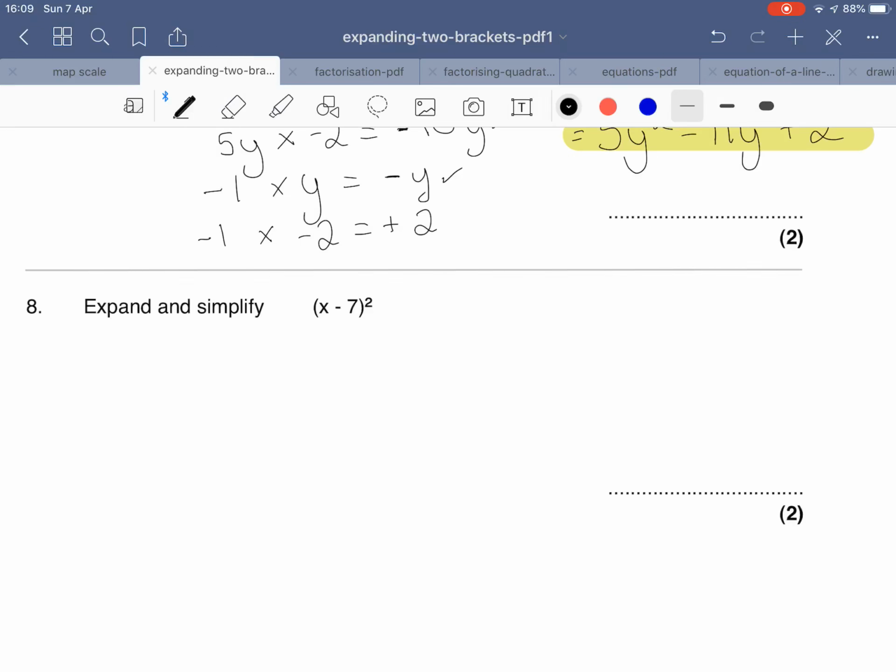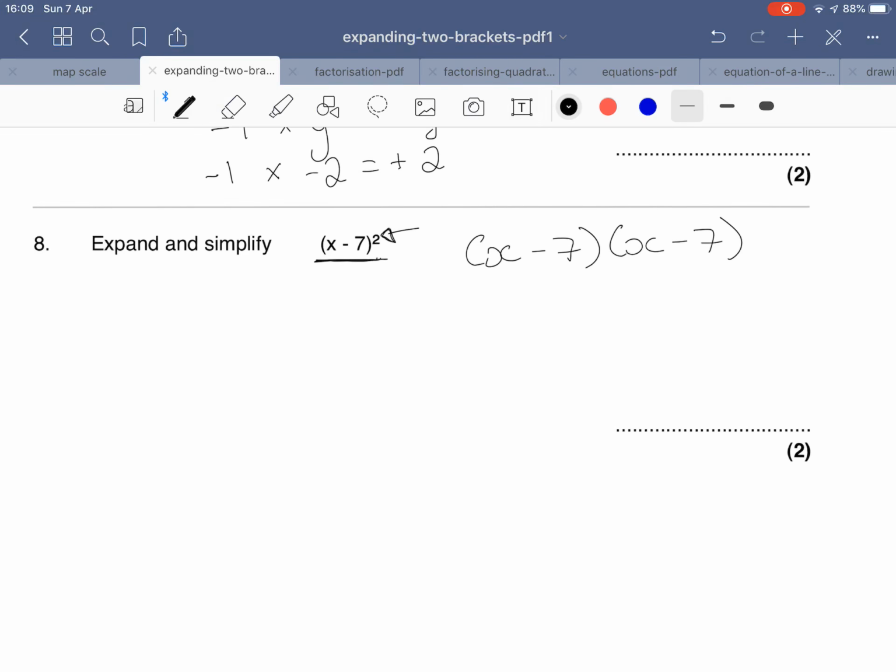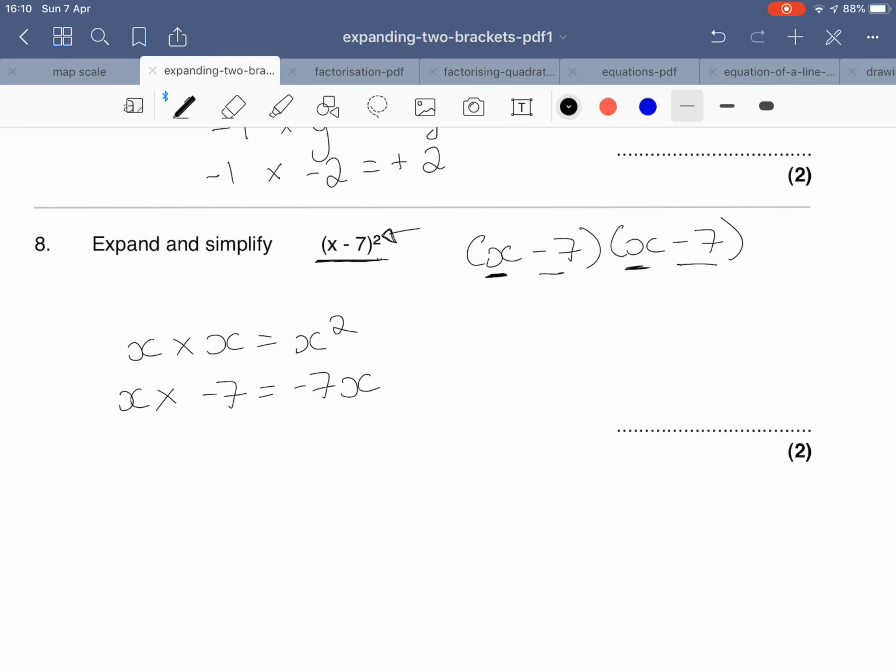Right, so this here, that square, means that I've got to do x minus 7 times x minus 7. So that just means times it by itself. Okay? So I've got to do FOIL again, so I've got to do x times x, my first ones, which is x squared. Outside, x times minus 7, which is just minus 7x. Minus 7 times our x, my inside ones, again gives us minus 7x.